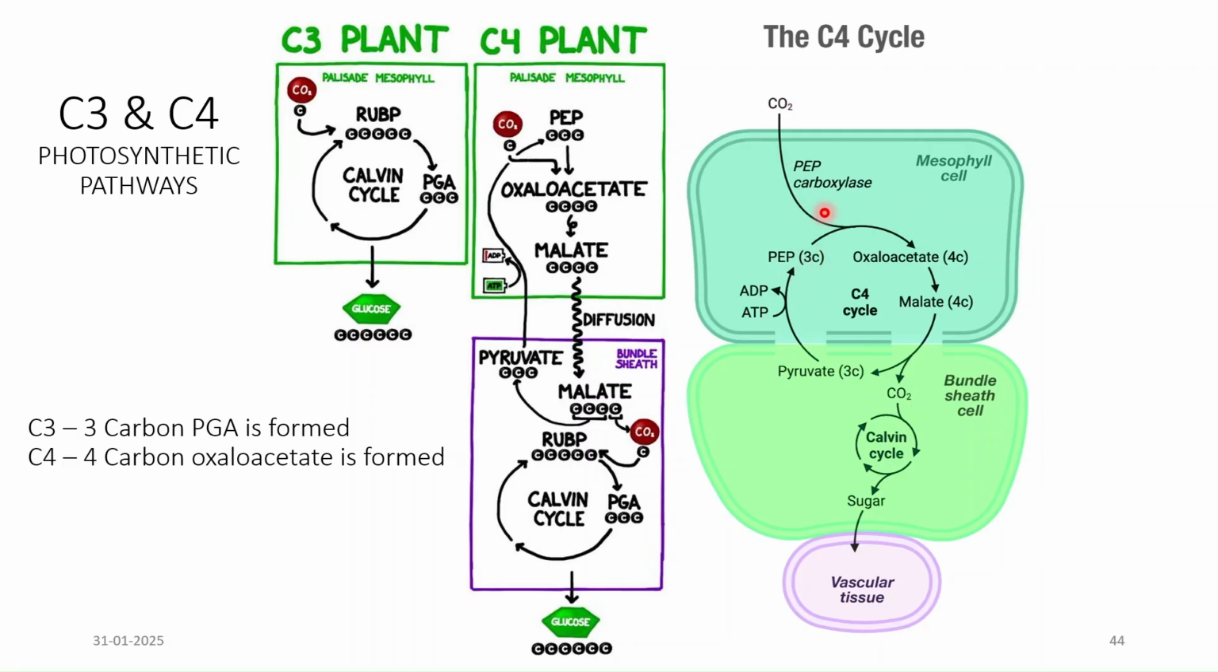So PEP is reacting with carbon dioxide, oxaloacetate is formed, oxaloacetate gets converted to malate, and malate diffuses into the bundle sheath, where it gets converted to carbon dioxide and pyruvate. Carbon dioxide takes part in the Calvin cycle, and pyruvate goes back to the mesophyll cell and is converted to PEP, where this cycle continues in the mesophyll cell and the Calvin cycle continues in the bundle sheath cell. So this is how the C4 plants are combating photorespiration.